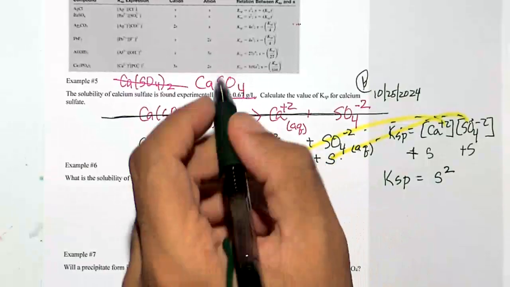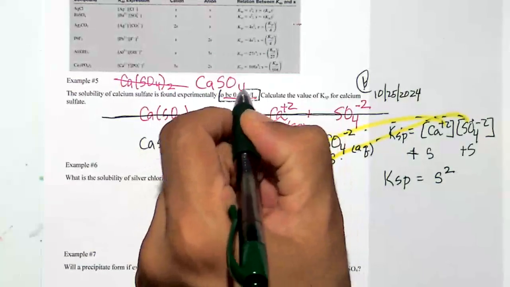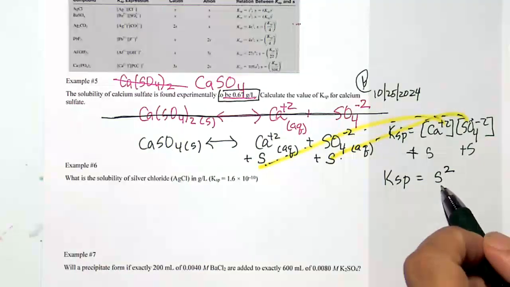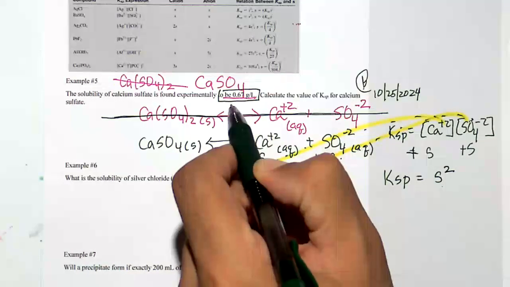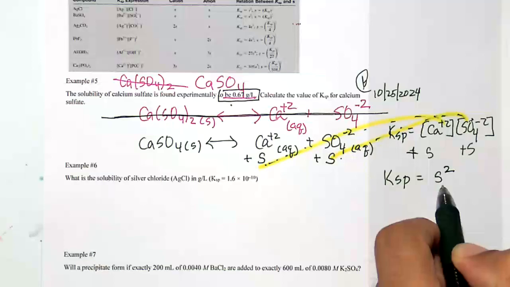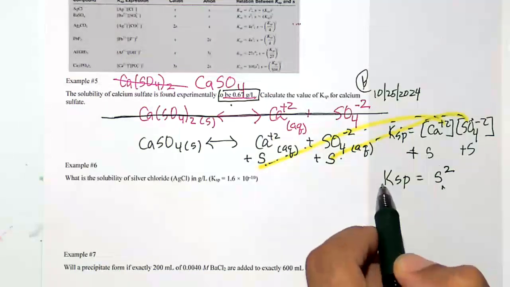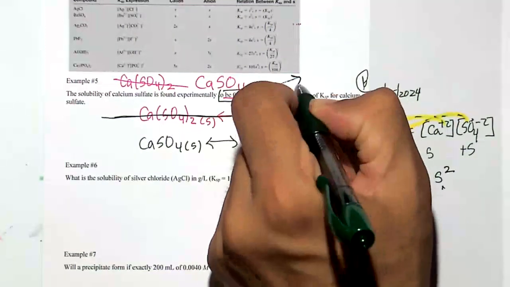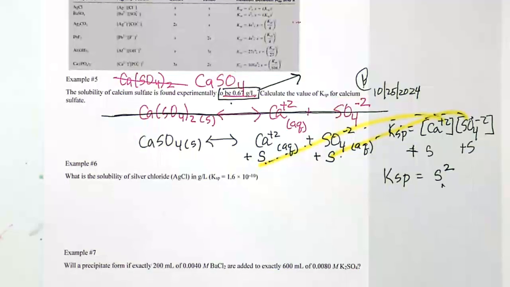Okay. So this 0.67 grams over liter, that's a solubility. Let's convert that to moles over liter. And with that moles over liter, we can plug that in here to give you the KSP. So that's the plan of attack for this problem. This solubility that goes in here is moles over liter.